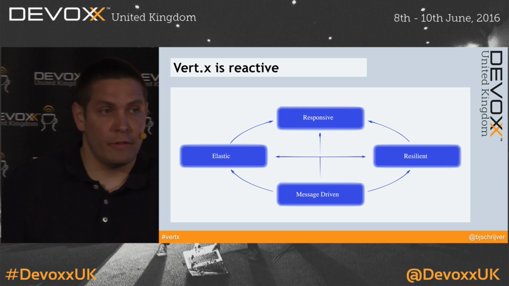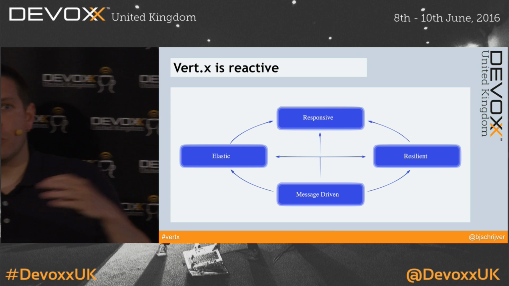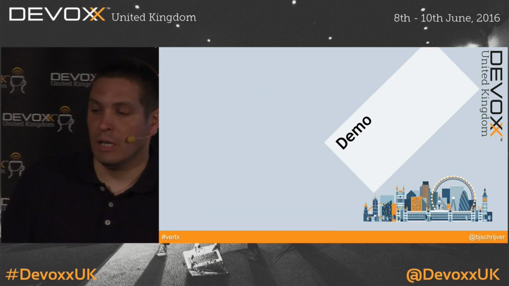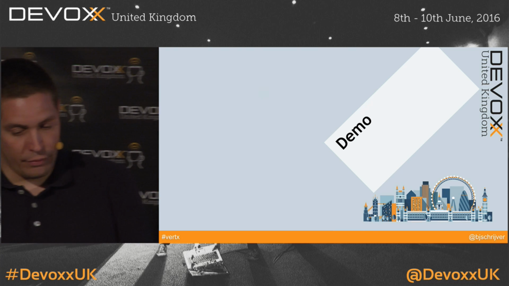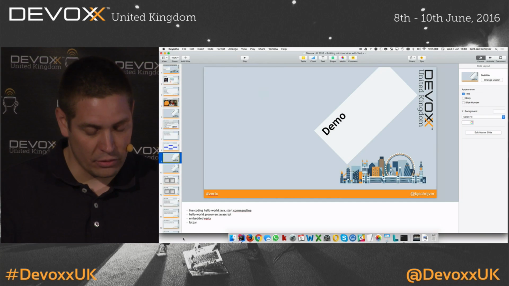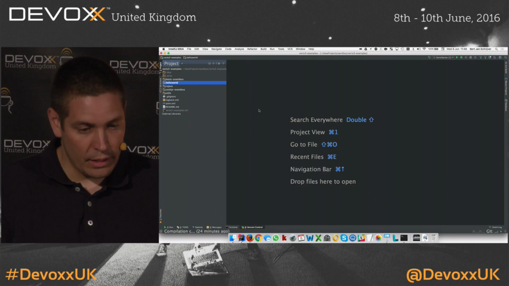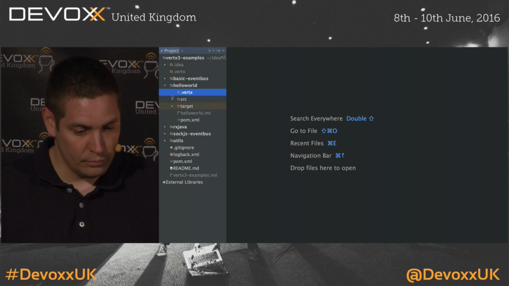Which means reactive applications use asynchronous message passing to establish boundaries between components in the system. So that's reactive. Let's start by diving into the first demo, where I'll be showing a few of the basic stuff of Vert.x. And let me start with creating a very simple, minimal Vert.x application.